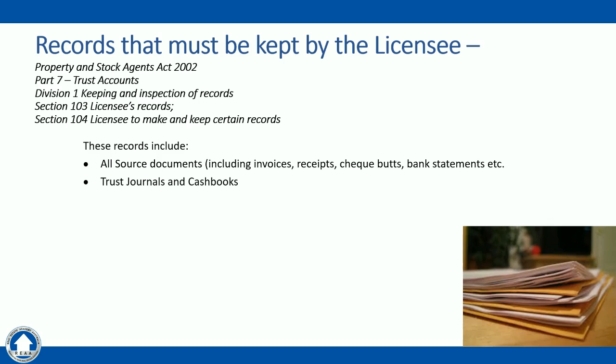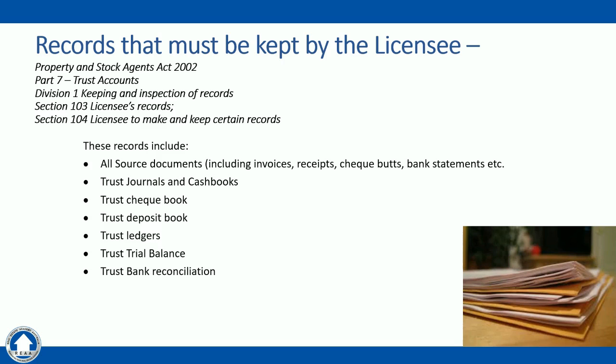Your trust journals and cash books, so your payments cash books, your receipts cash books, your transfer journals. Trust checkbook, as well as the trust deposit book. Trust ledgers for each of your clients and their properties. Trust trial balances, and trust bank reconciliations. And all of these records need to be kept for at least 3 years after they are made, although many agencies will hold on to these under the ATO requirements, Australian Taxation Office, of 5 years.